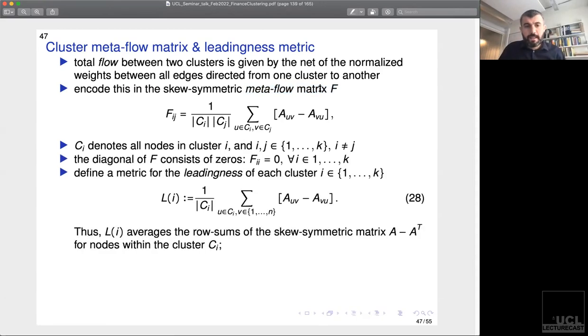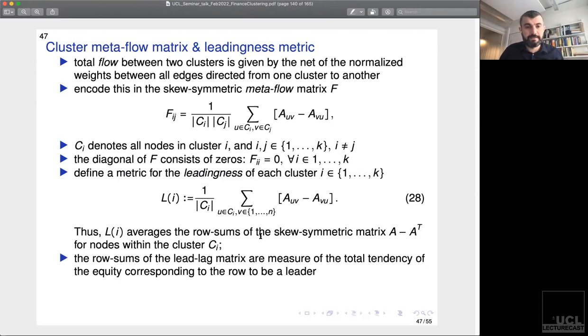And then you can also define a metric of leadingness for each cluster, right? So think in terms of the leadingness score of a cluster as the sum or the average of the leadingness value of their nodes. If you think in terms of just incoming and outgoing edges for the lead-lag relationship, it's just looking at the average outgoing degree minus the average incoming degree of a node within the cluster, right? So this can be a proxy for how much of a leader a cluster is, right?